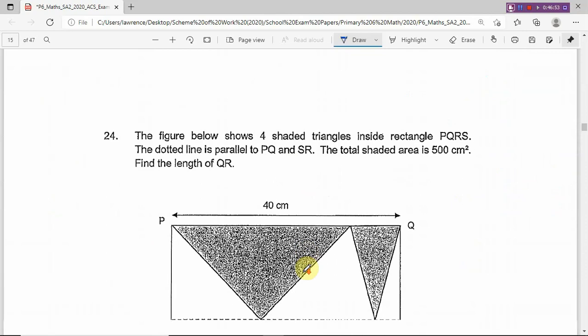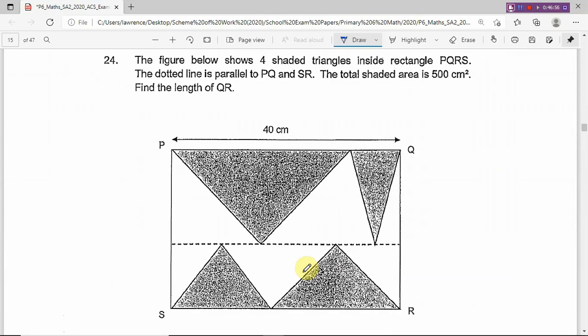Okay, question 24. Now this again looks hard. But every time you see triangles in the rectangle, I look at these triangles, immediately I know that it's half. It means that these two shaded triangles are actually half of a rectangle shaded. But how do I know that?